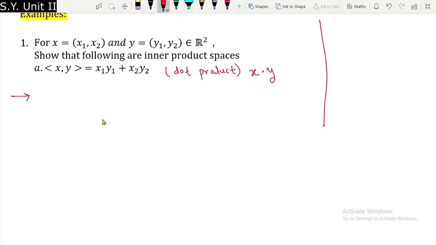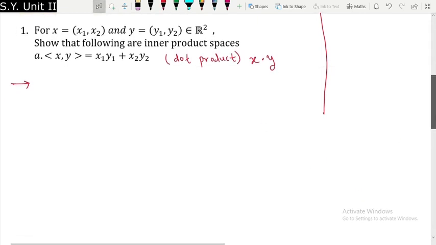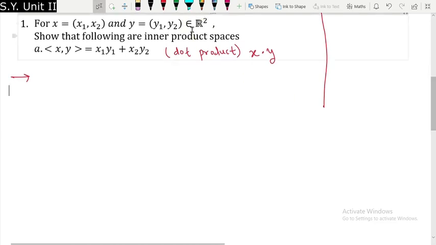Now let us verify the properties one by one. In order to prove that this is an inner product space, we need three elements of a vector space. But what is our vector space over here? R2. So we'll need three elements of R2. Two elements are already given, so we'll need one more, and we'll need one scalar, that is alpha.